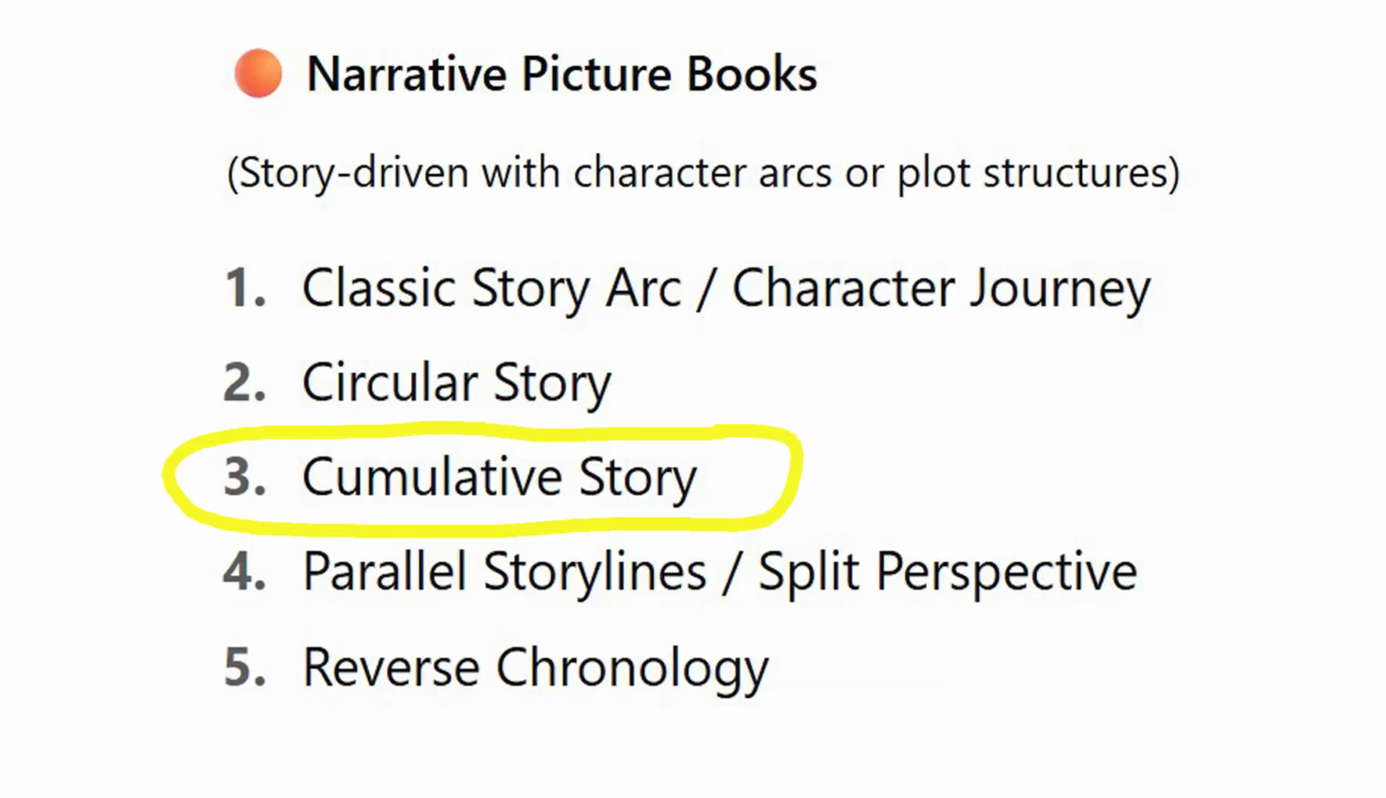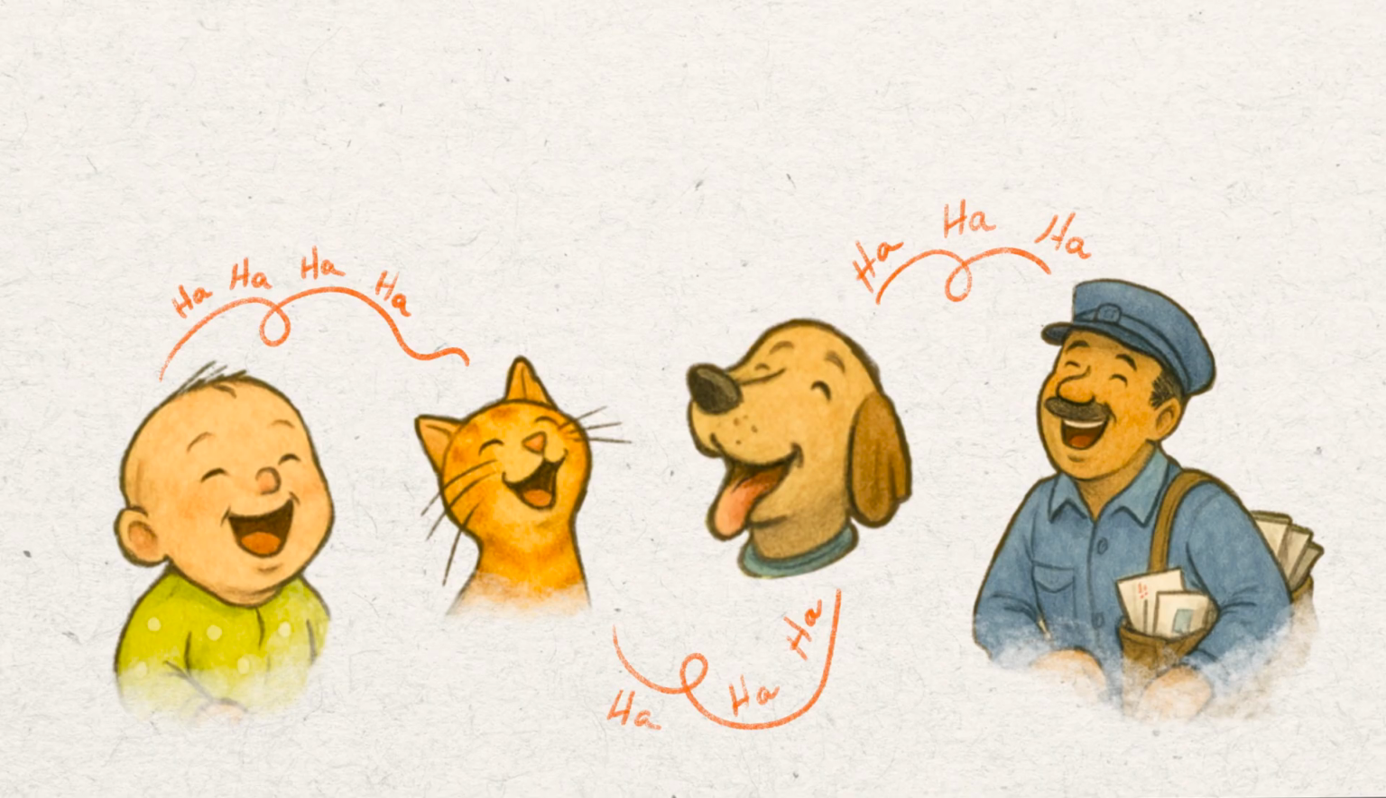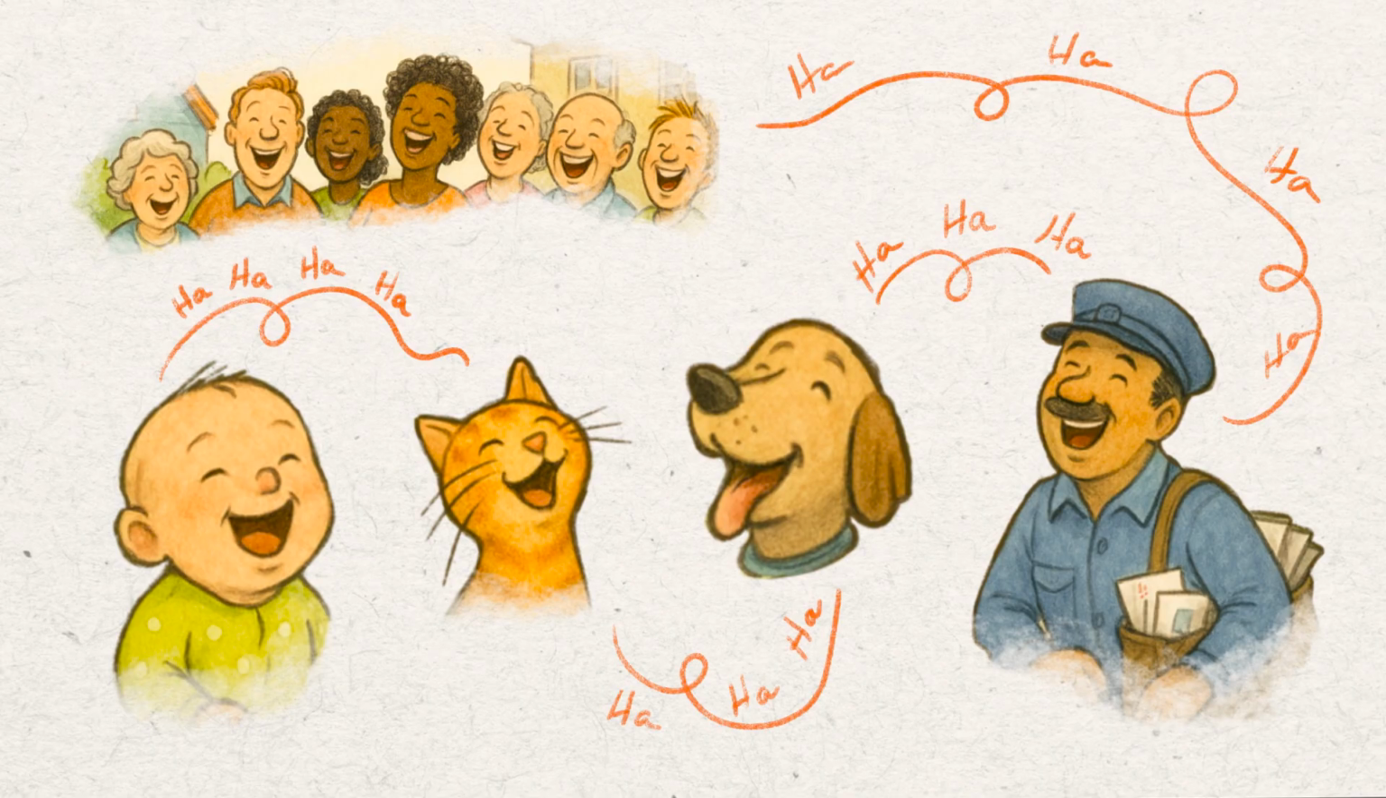The cumulative story. Each part of the story adds a new element while repeating the previous one, building rhythm and anticipation. So let's look at a fictional example of this. The Giggle That Grew. A tiny giggle from a baby bounces to the cat, then to the dog, then to the mailman, then to the whole entire neighborhood, each page adding a new character and a chain of giggles and laughter.